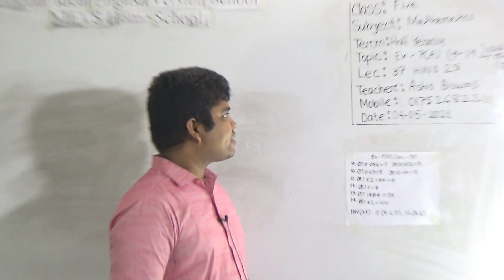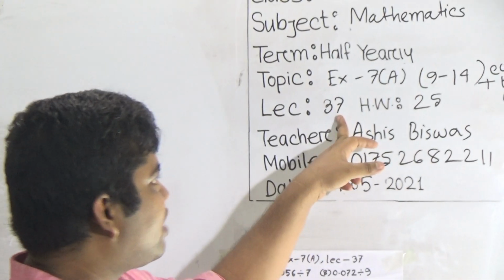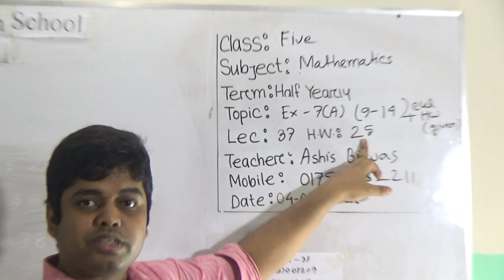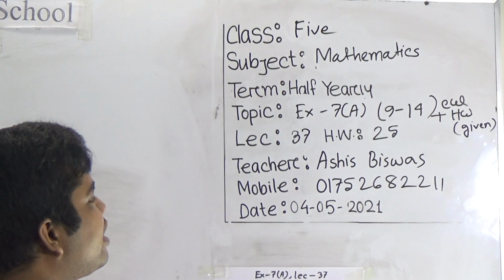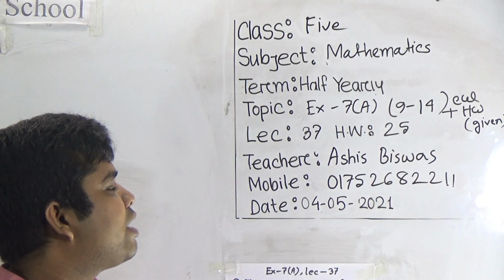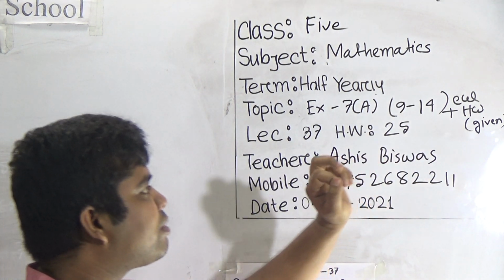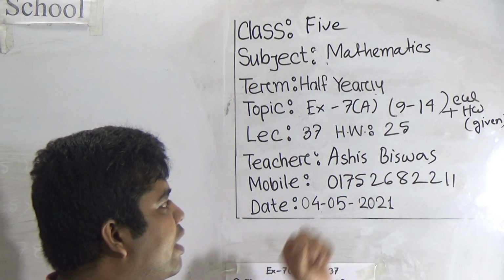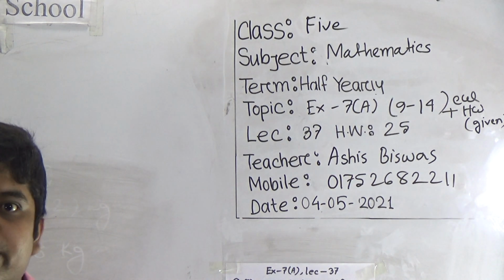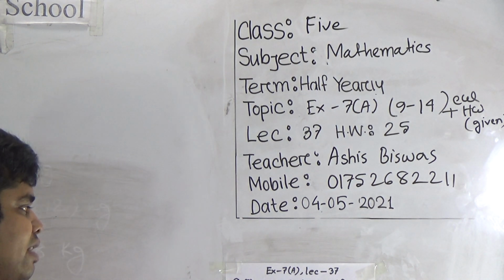Today is our lecture number 37 of half yearly and today's SW number will be 25. Dear students, our topic name is exercise 7a. From 7a we shall solve question number 9, 10, 11, 12, 13 and 14 as your CW, and SW will be given after completing our class. So my dear students, let us start.